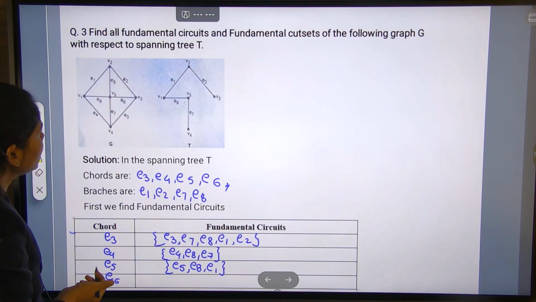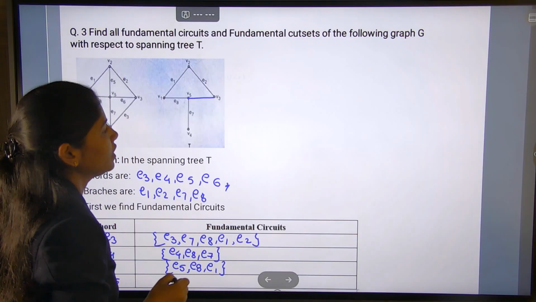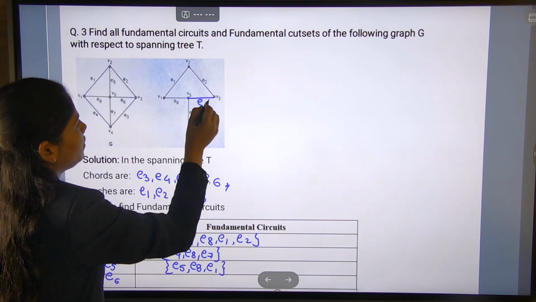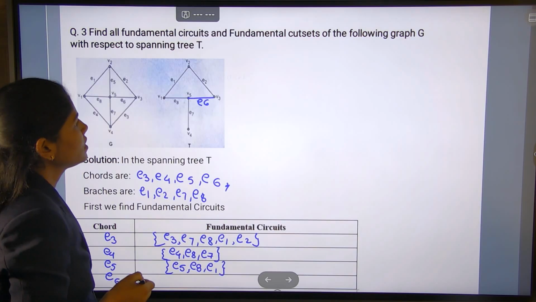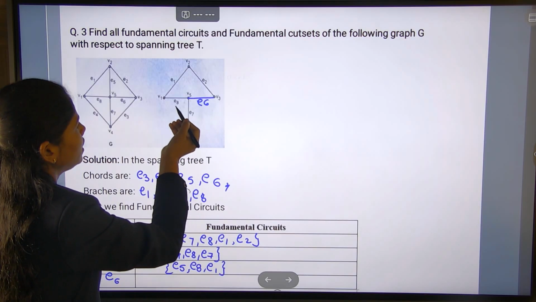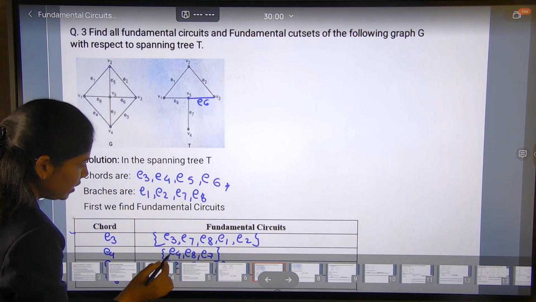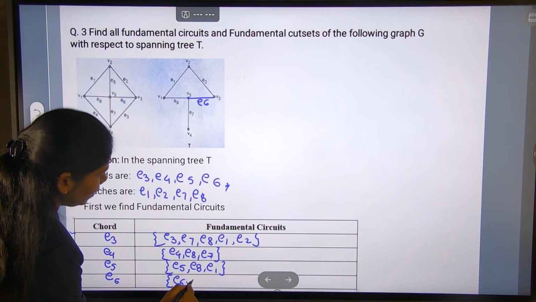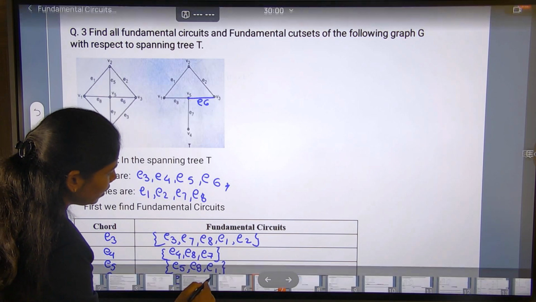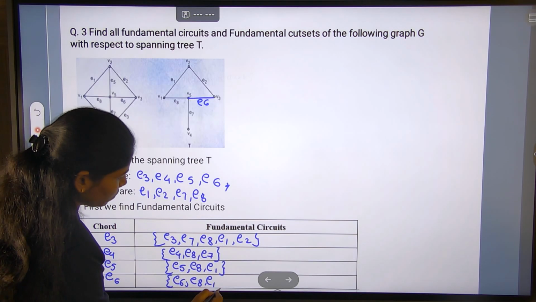The next chord is E6. E6 is the edge between V3 and V5. Again we get one cycle. So write down all the edges from that cycle. Here E6, E8, E1, E2 creates a circuit. So write down those edges: E6, E8, E1, E2.